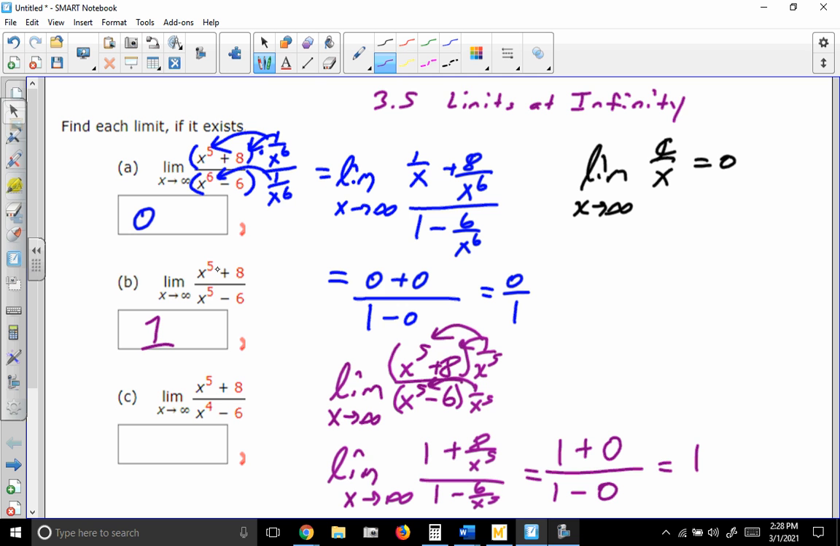So it turns out for this function, as we go closer and closer to positive infinity, our function is getting closer and closer to 1. So we would have a horizontal asymptote of y equals 1.